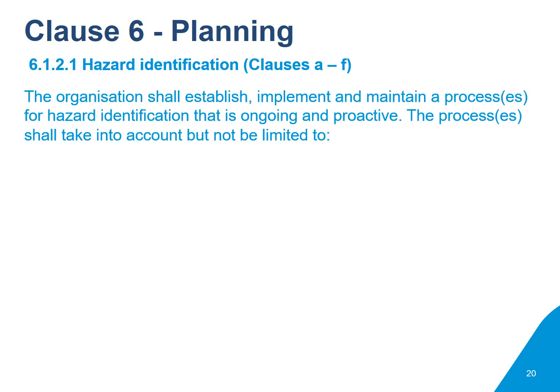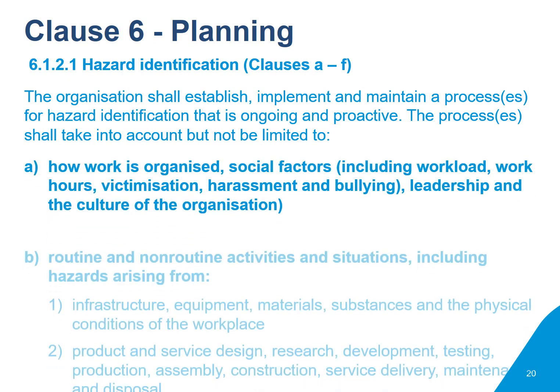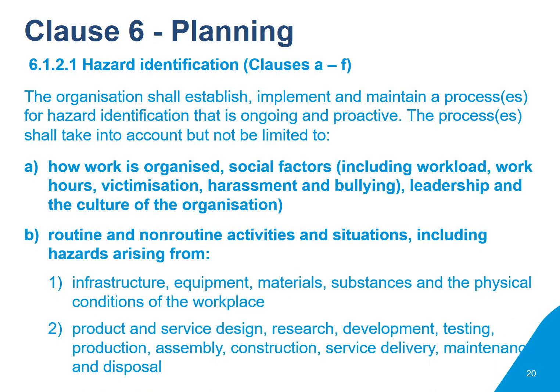Moving on to look at clause 6, planning for risks and opportunities. We start off with the first step, hazard identification. The standard says the organisation shall establish, implement and maintain a process for hazard identification that is ongoing and proactive. The processes shall take into account but not be limited to, and then we start to look at the detail of the clause. However, I guess to summarise some of that detail, the standard's looking at a holistic approach.